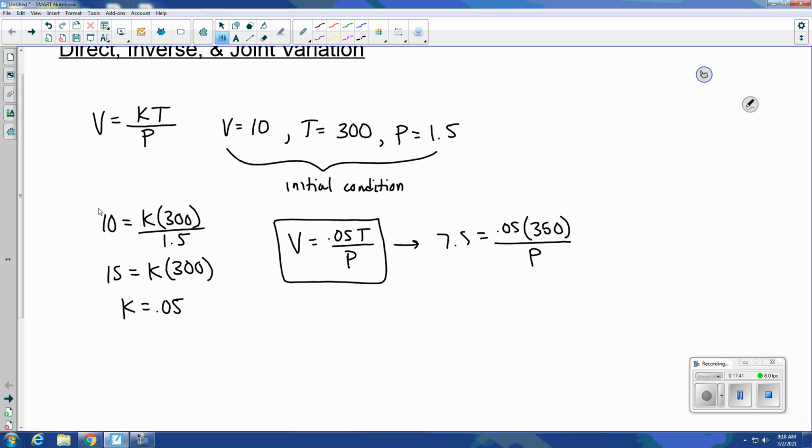So now we can solve for P. If we multiply both sides by P and then divide by 7.5, we get 0.05 times 350 over 7.5. We can make that calculation to get our pressure. So there's an example of a combined variation where it has both direct and inverse within the problem. We had to find a value k from an initial condition. Once we have k, we can write a general function. And again, this goes for any type of problem in this section, whether it's direct, inverse, or joint. You handle it the same way. Then we can use that function to find missing pieces when we know values for the other variables. So that's where we will conclude this video.